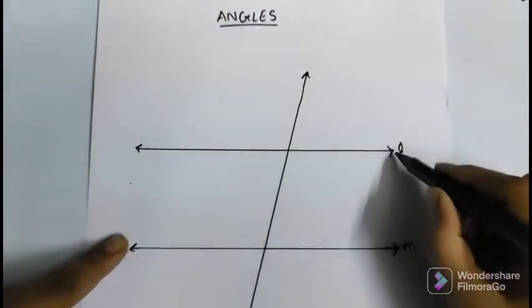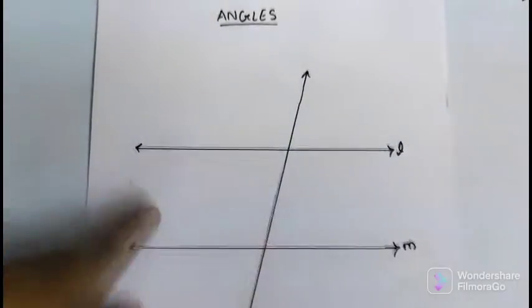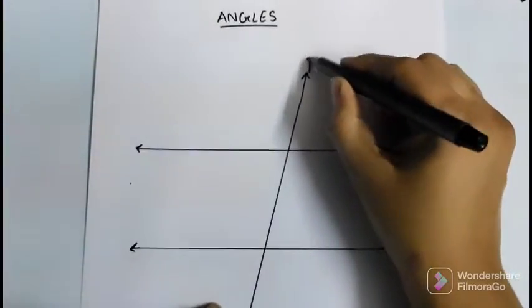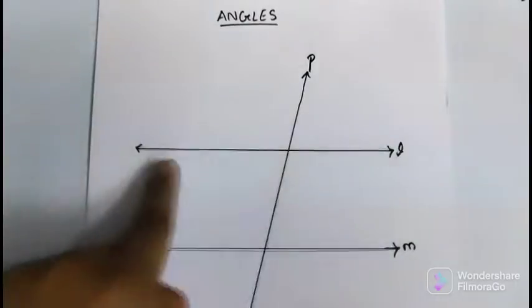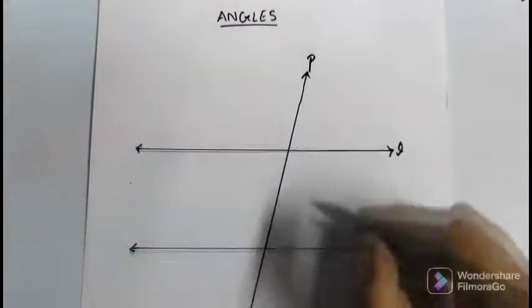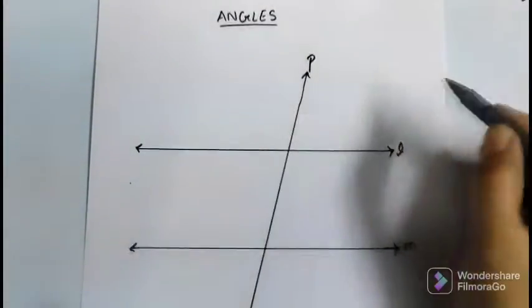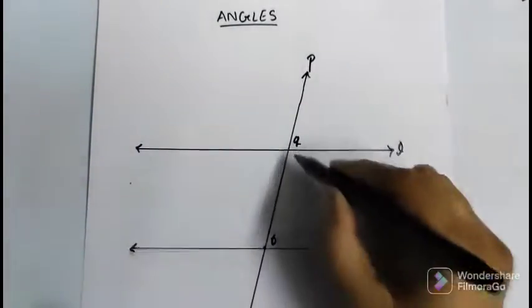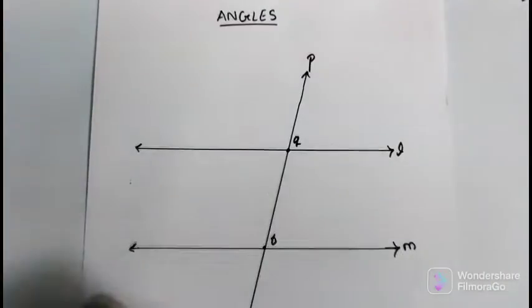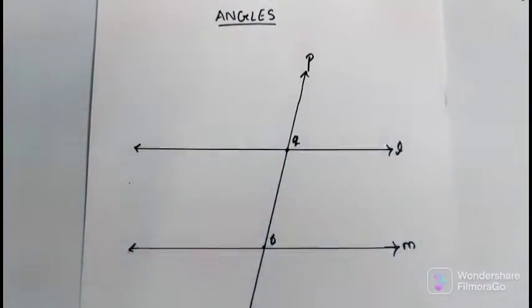So these, L and M, are the two lines, and this particular line P is a transversal line cutting the line L and line M at, let me call them, Q and R. So these are the points. This transversal line is cutting these two parallel lines at these points.